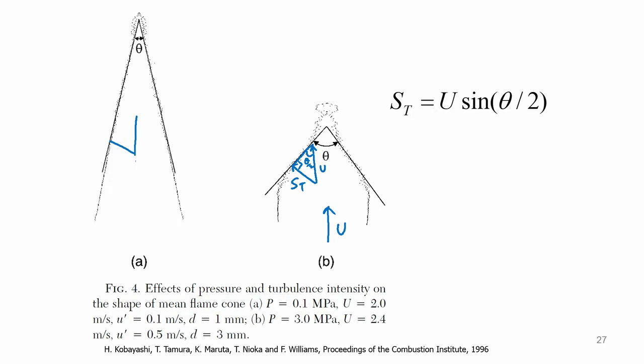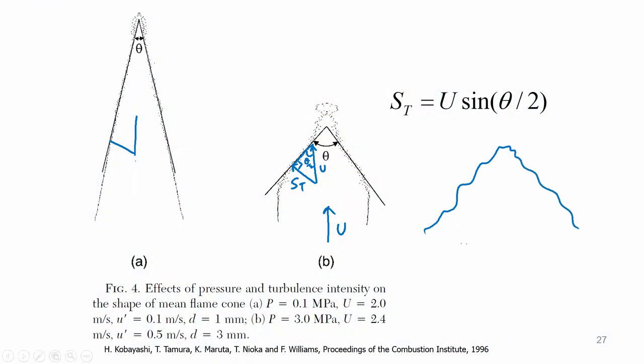Now this is the mean flame, which means it is statistically stationary because it has been time averaged. For it to remain statistically stationary, the flow velocity that is perpendicular to it must be equal to the global turbulent flame speed. So that is the argument by which you get this ST.